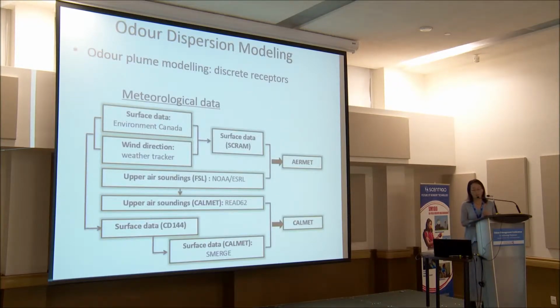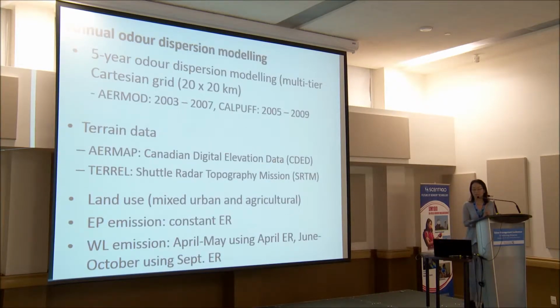Okay, and for odor dispersion modeling, for plume modeling, we treat the odor panelists as discrete receptors. And then for the 5-year long-term odor dispersion modeling, we use grid receptors, and we use 5-year meteorological data. And we consider topography, we consider land use as mixed urban and agricultural land. And then for ethanol plant emission, it's constant all year round.